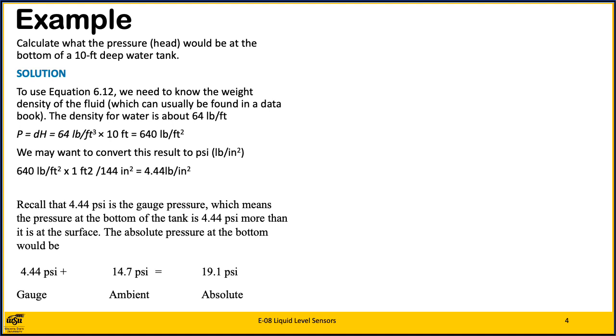This is not a very useful unit, so we need to convert this to PSI, which means multiplying by 1 square foot and dividing by 144 square inches, which will give us 4.44 pounds per square inch. Recall that 4.4 psi is the gauge pressure, which means that the pressure at the bottom of the tank is 4.4 psi more than it is at the surface. The absolute pressure at the bottom would be the gauge pressure plus the ambient pressure, which will give you 19.1 psi because the ambient pressure is 14.7.